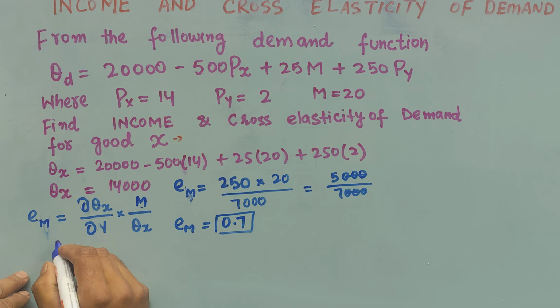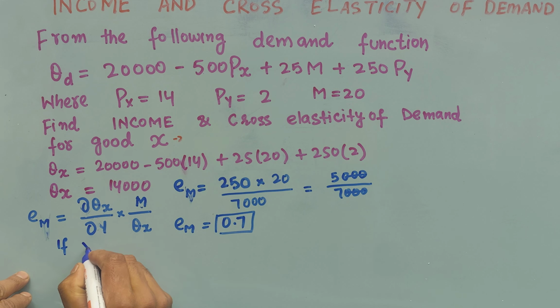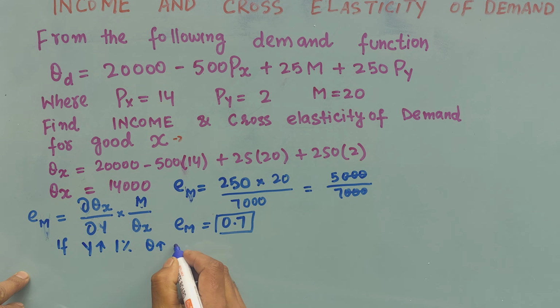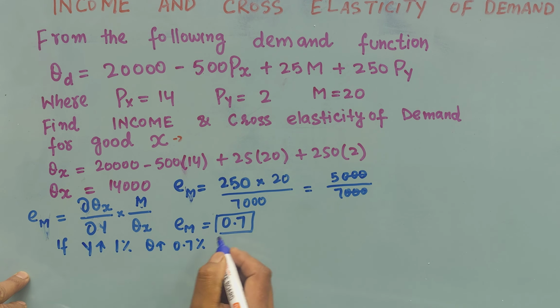It simply tells us that if income increases by 1%, quantity demanded will increase by 0.7%. This is the meaning of the income elasticity of demand.